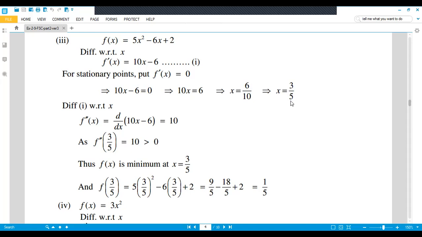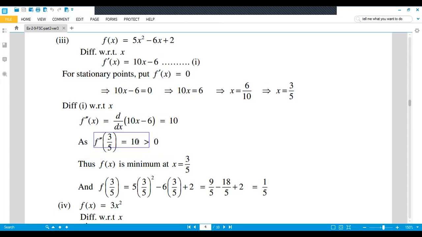This 3 over 5 we put in place of x when we find the second derivative. So you differentiate again with respect to x. So what do you get? 10 dx by dx, so 10. So there is no x. So for 3 by 5 we put it in the second derivative, and 10 is greater than 0. So therefore the function is maximum at 3 over 5.